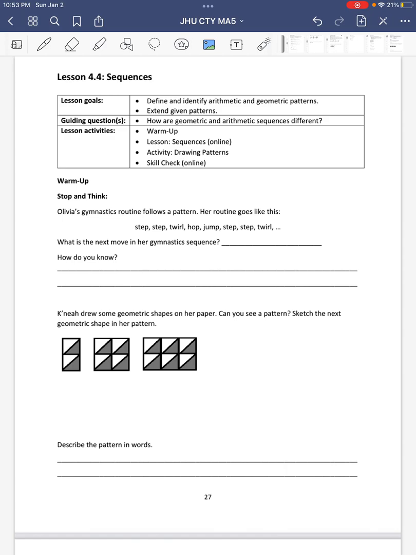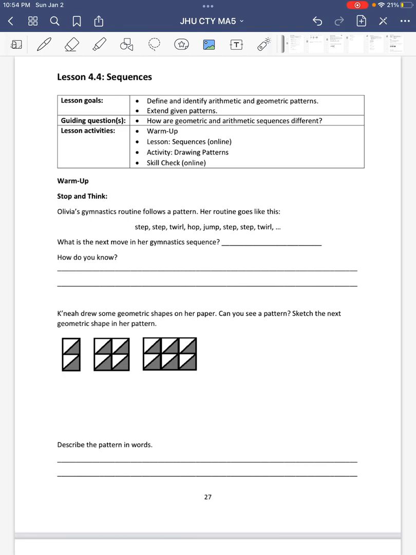So Olivia's gymnastic routine follows a pattern. Her routine goes like this: step, step, twirl, hop, jump, step, step, twirl. What's the next move in her gymnastic sequence? How do you know? Well, that's for you to think about. Take a little brain pause, look at these words.